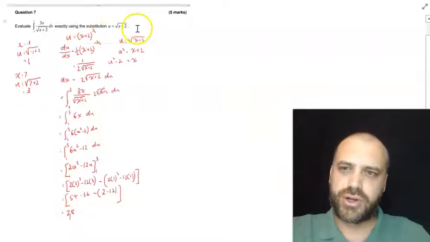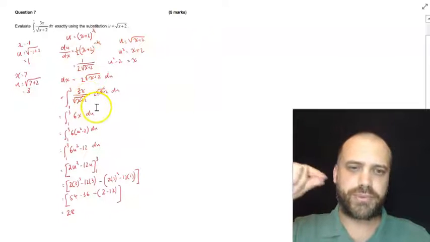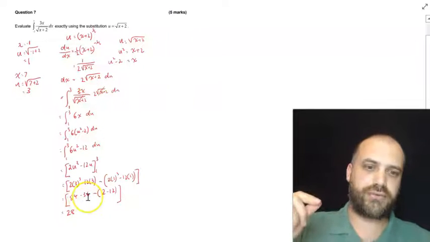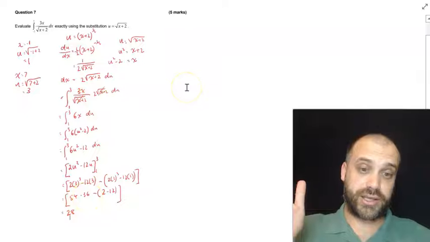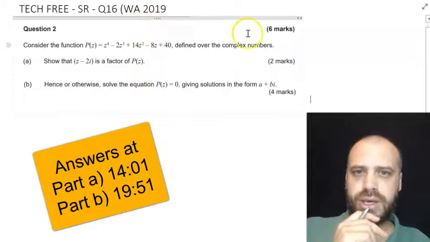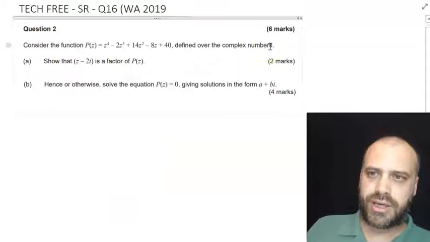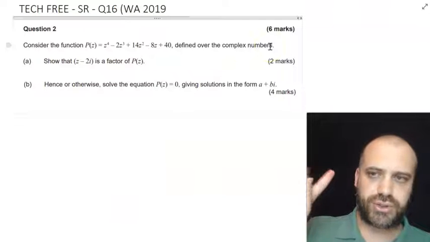Okay, so this is a nice question. They give you the substitution that you need to do, but there is quite a bit of work to do to get to that final answer. Alright, time to look at that last question. Alright, so we're in Western Australia again, 2019 this time. It's worth 6 marks, so give yourself about 9 minutes. And I'm going to solve it in 3, 2, 1.